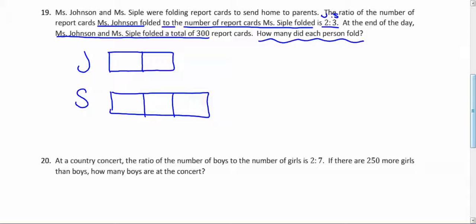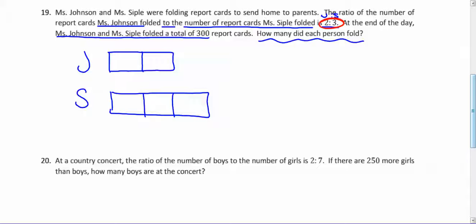One thing that kids forget to do is label, so please make sure you're labeling your answers and you have that ratio represented as a tape diagram, and again, that's found right here. So we're not coming up with that out of nowhere. It's right in the problem.